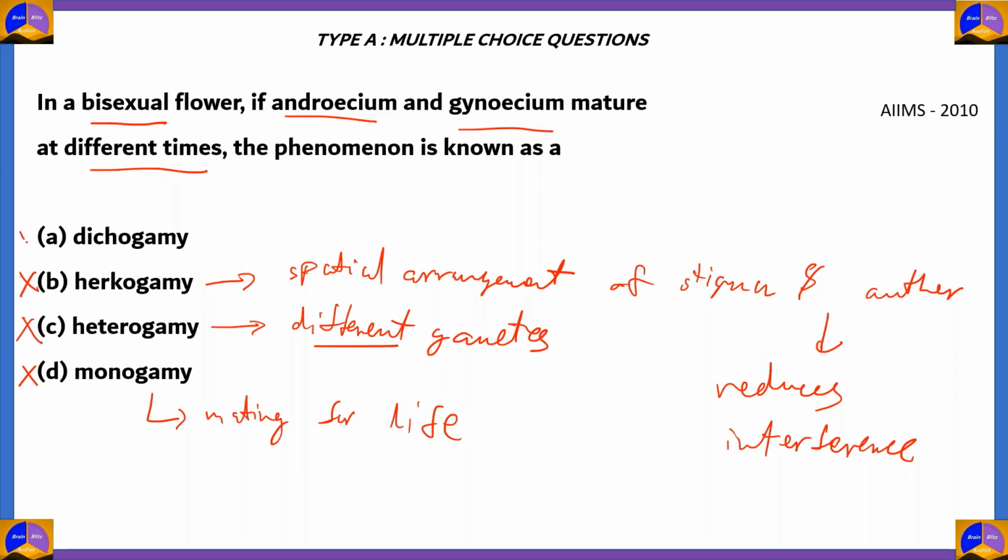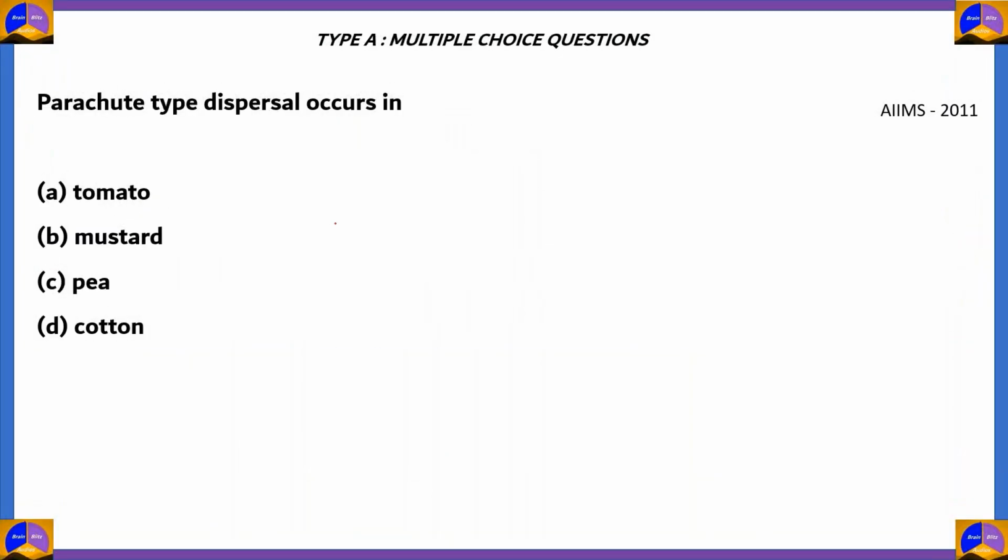The right answer is option A, dichogamy. So dichogamy ensures that the androecium and the gynoecium would mature at different times instead of different places, or the gametes being different. Next question. Parachute type dispersal occurs in A. Tomato, B. Mustard, C. Peas, and D. Cotton.